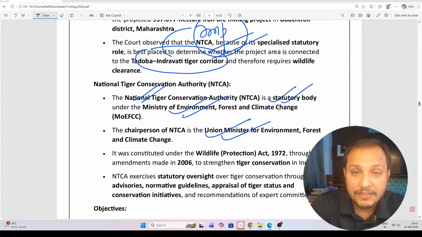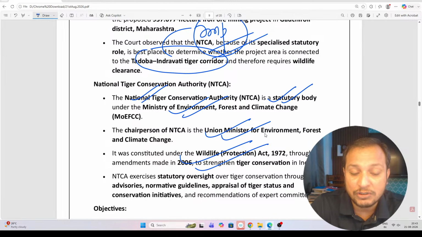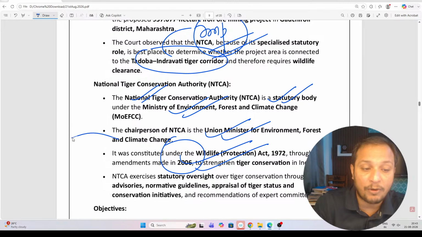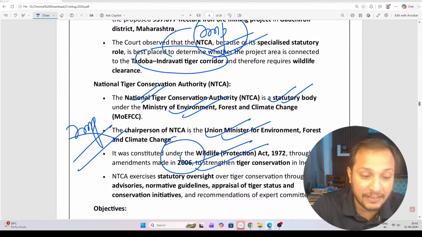Is a Union Minister of Environment. Guys, this is constituted under the Wildlife Act. This was constituted in the year 2006 for tiger conservation. So guys, 20 years, this is very important. You can get a question. NTCA next year, guys, very important.